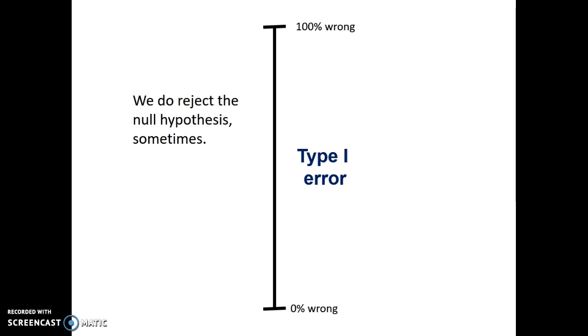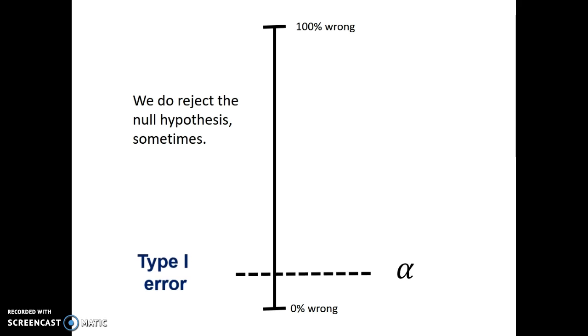Well, we do some rejection, but we try to minimize this type 1 error. We make it kind of small. We set a low cutoff, and down here, somewhere between 0 and our cutoff, is what we call a rejection region. We will reject the null hypothesis if our p-value is down in this rejection region.